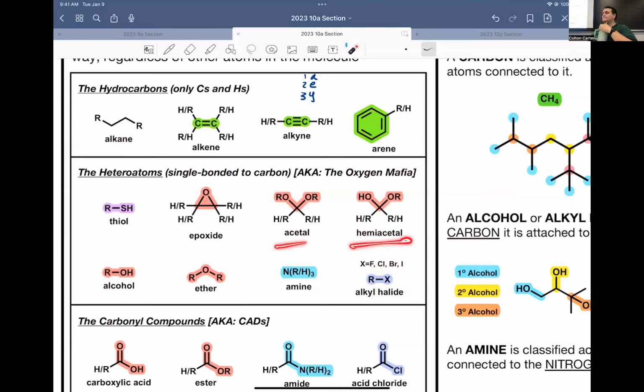Acetal, hemiacetal. It's not an actual 90-degree angle. This is the whole dash and wedge, but essentially if you did not have this, you would just have an ether. Are you with me on that? And then here, if you have two ethers and they're connected at the same carbon, that makes an acetal. And then if you have an ether and an alcohol at the same carbon, it's the hemiacetal.